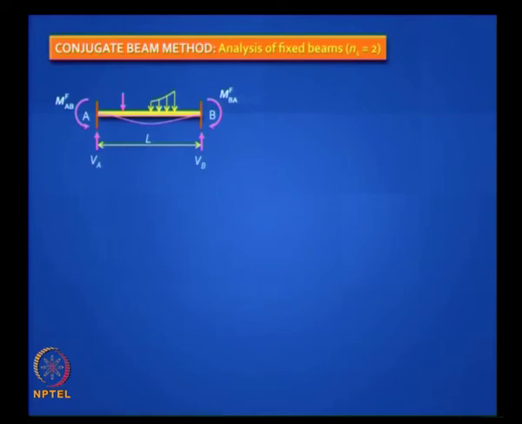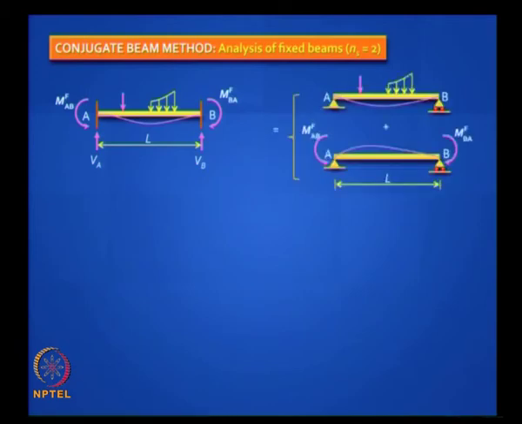Conjugate beam method also gives a method for solving some types of indeterminate problems where the indeterminacy is not more than 2. For example, take this fixed beam. How do you find the fixed end moments in this beam? Well, you can visualize this as a simply supported beam with the original loading plus the hogging fixed end moments, right.